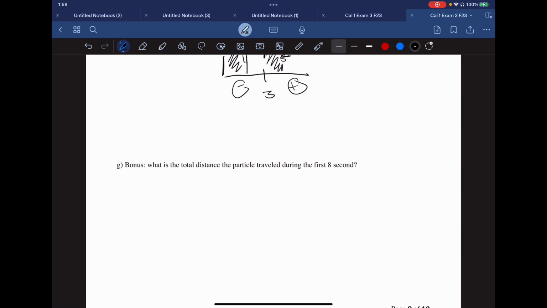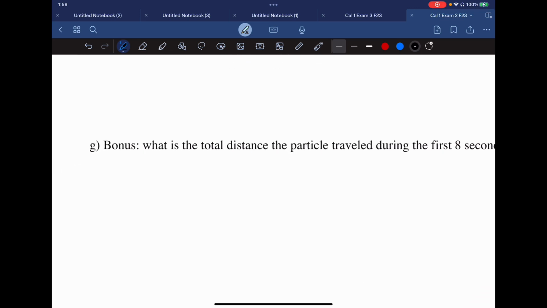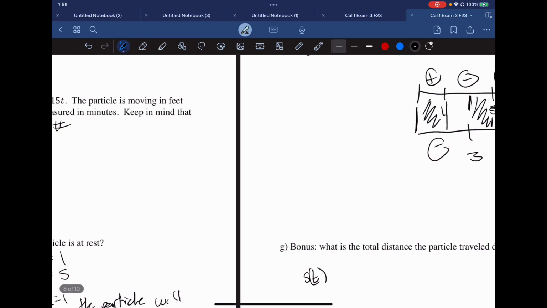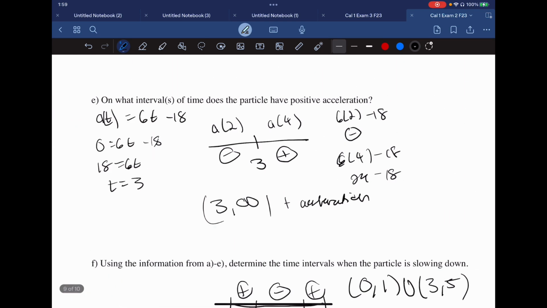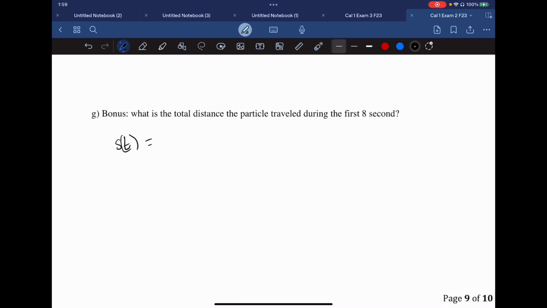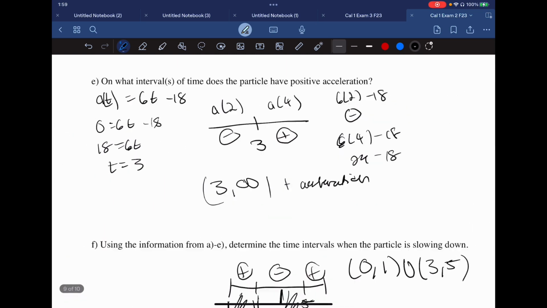Now for G, what is the total distance the particle traveled during the first 8 seconds? Just to find the particle distance, we want to put t equals 8 into s of t, right? So s of t equals t cubed minus 9t squared plus 15t.